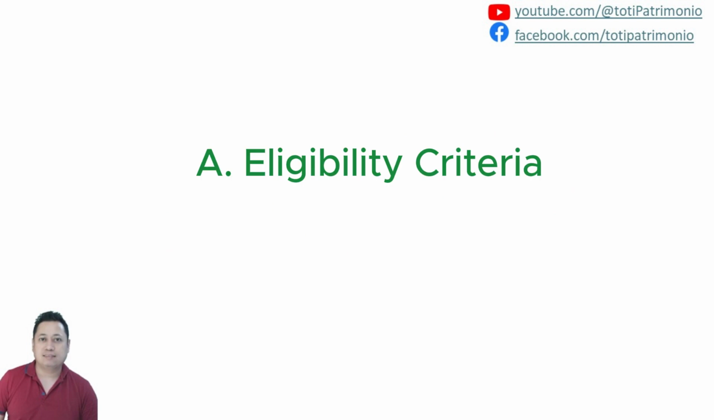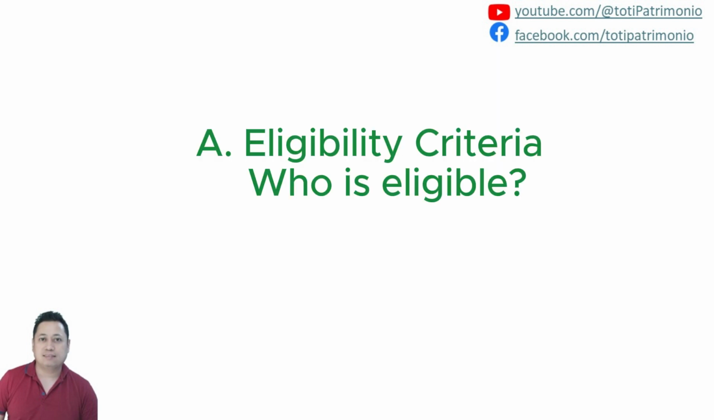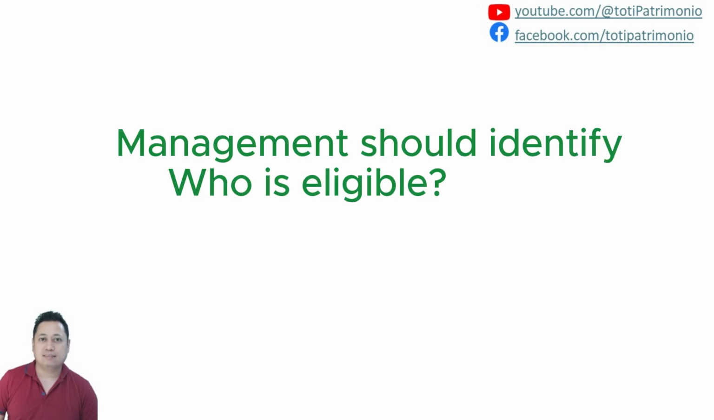Okay, so let's proceed with the eligibility criteria. The cooperatives should determine which members are eligible for patronage refund. The responsibility of identifying this listing of those that are eligible will rest on the management of the cooperatives. It may be the accounting department, the members department, members education, but definitely it will be in the management of the cooperatives.